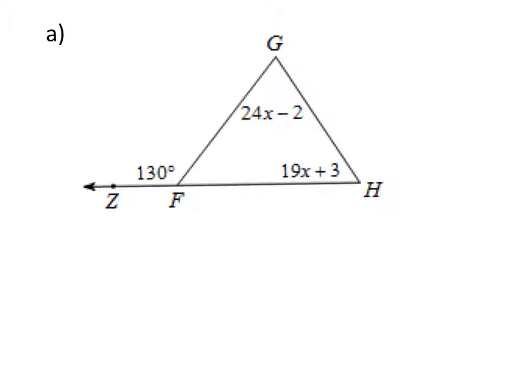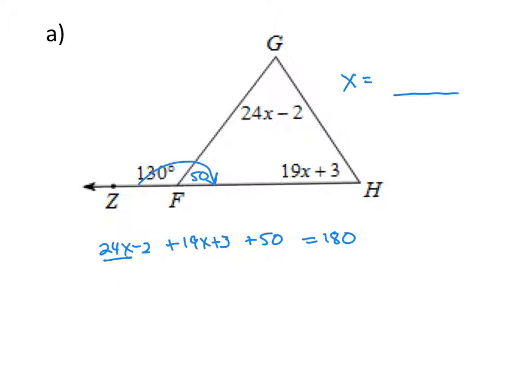In this problem, the directions are unclear, but we're looking to find what x equals. So the goal is to find what x equals in this problem. So to do that, we could mark up our diagram. So we have a linear pair right here, so that angle has to be 50 because those two angles have to add up to 180. And then the three angles on the inside have to equal 180. So 24x minus 2 plus 19x plus 3 plus the third angle, which is 50, has to add up to equal 180. Then I could solve this equation to figure out what x equals.